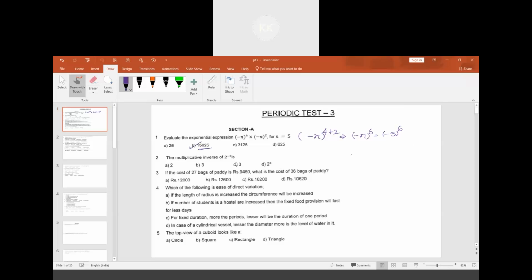What is the multiplicative inverse of 2 to the power minus 3? Option D, 2 to the power 3. But I could observe many have written this answer 3.